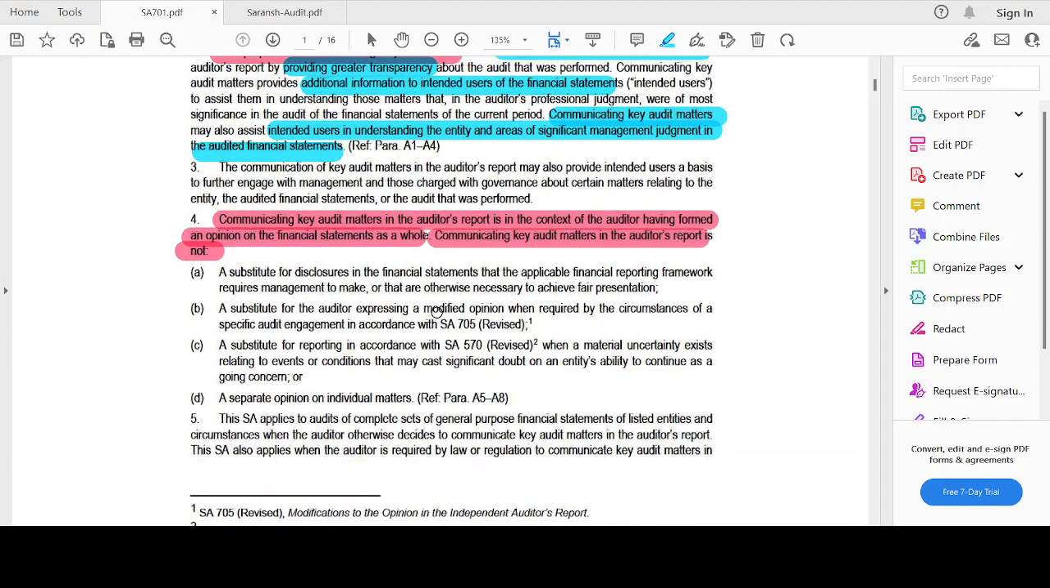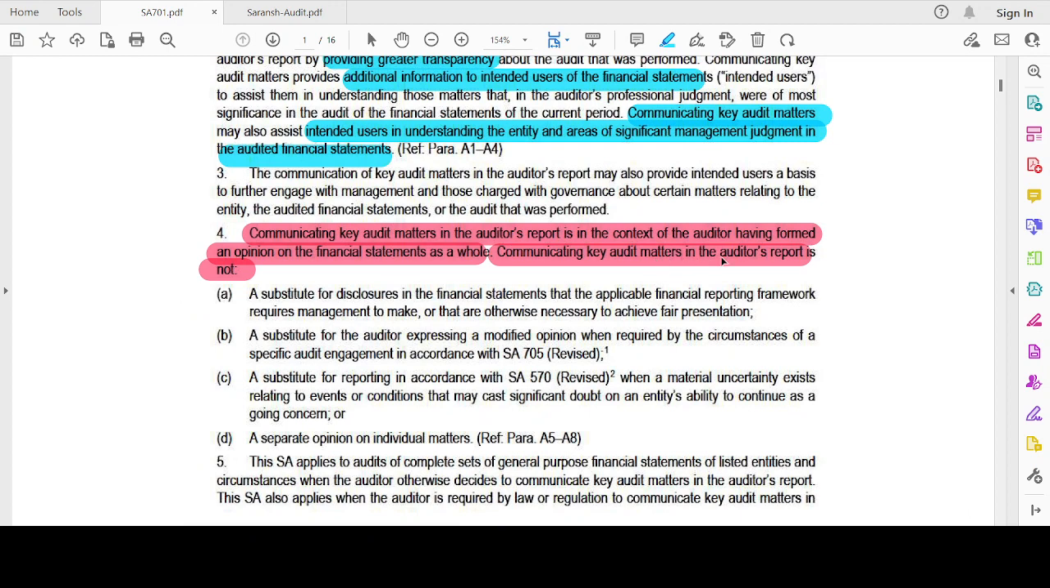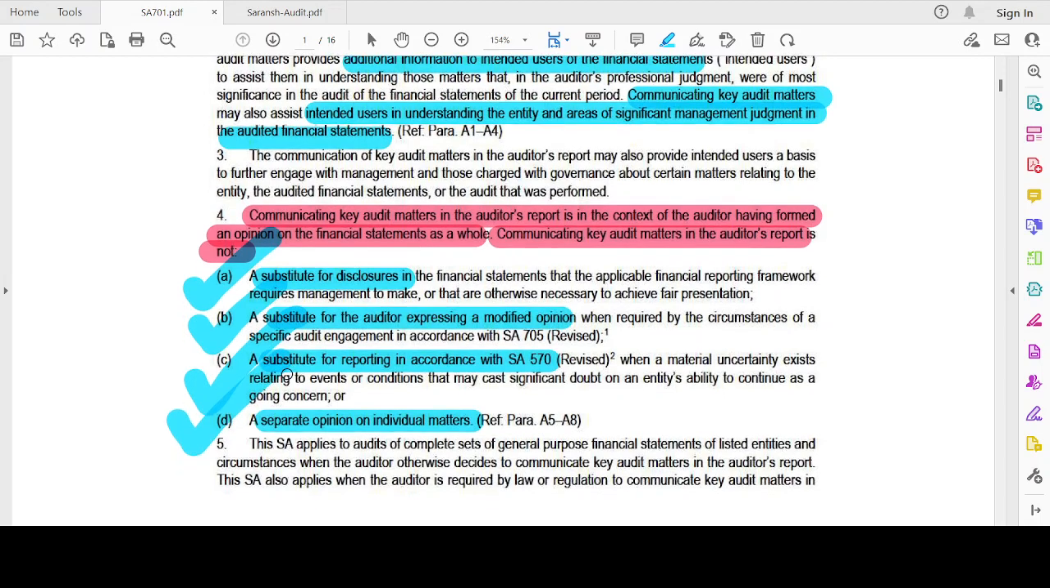Now, communicating key audit matters in the auditor's report is in the context of an auditor having formed an opinion on the financial statements as a whole. Communicating key audit matters is not a substitute for disclosure in the financial statements, not a substitute for the auditor expressing a modified opinion, not a substitute for reporting in accordance with SA 570 on going concern, and it is not a separate opinion on individual matters. So these are again short questions that could be asked.